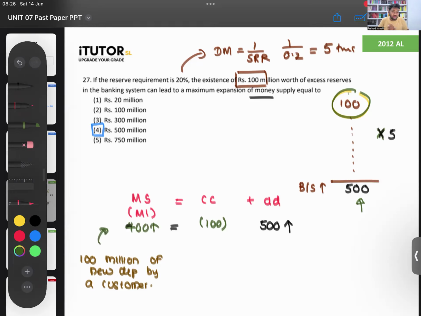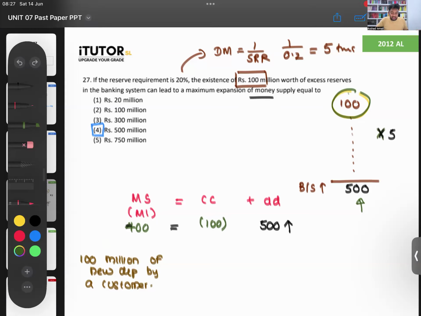So be very careful with that. If there is an existing excess reserve, currency held by public doesn't change. The customer is not depositing or withdrawing. But if they specifically say a customer has deposited that as a new one, then you need to remember currency held by public will also change. I think there are questions in the future. We'll look into things like that. So for this question, you don't have to do all of that.